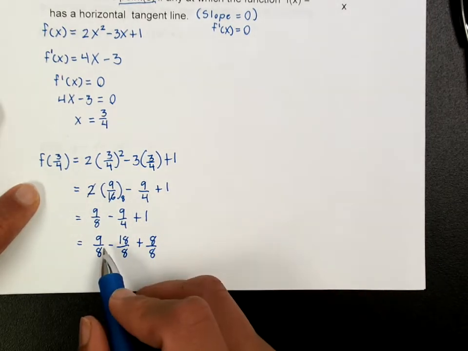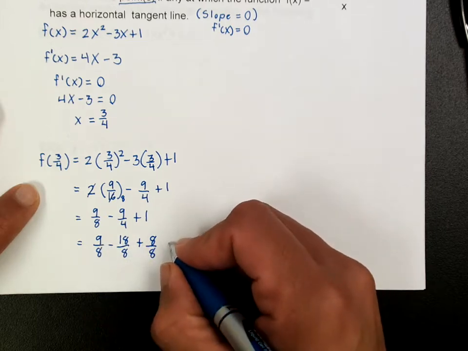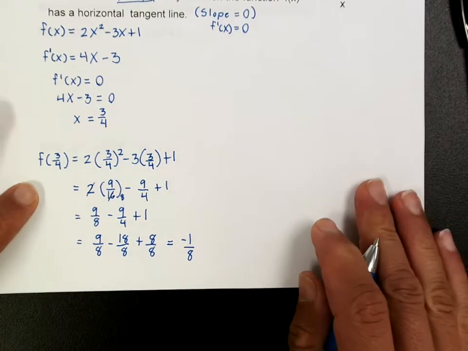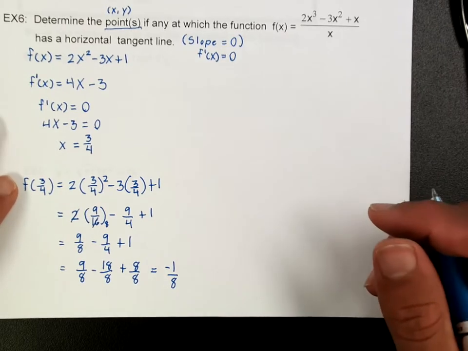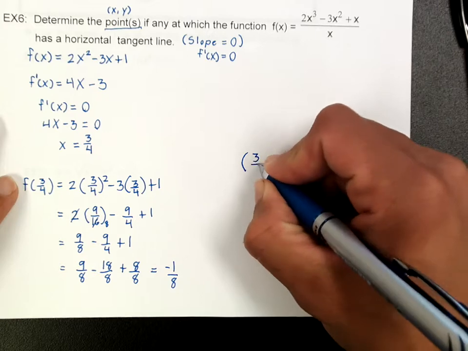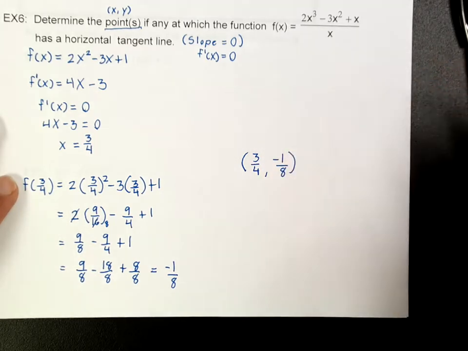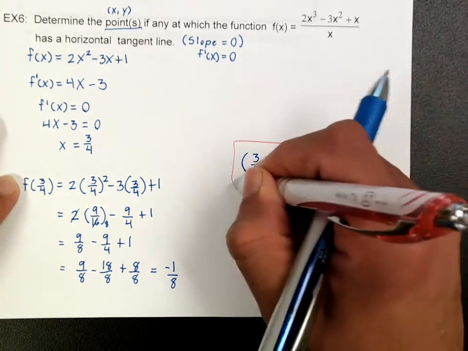If I add all of these, I have 9 minus 18, which is negative 9, plus 8. That is going to give me a negative 1/8. Okay? So the point at which the function f of x has a horizontal tangent is the point 3/4, comma, negative 1/8. So at that point I have a horizontal tangent. So this is my answer.